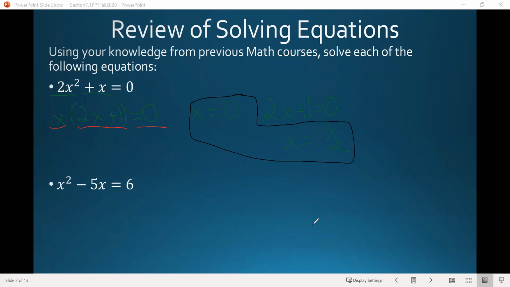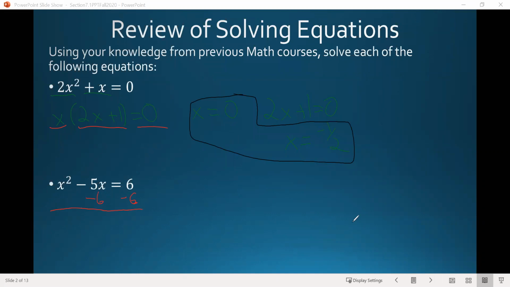All right, let's look at the next one. Here, it's a very similar setup. We have x squared minus 5x, so two terms both containing the variable x. But this time it's not set equal to 0. We have it set equal to 6 instead. So what can we do with that? Well, we'll start by making this equal to 0, so we'll subtract 6 from both sides.